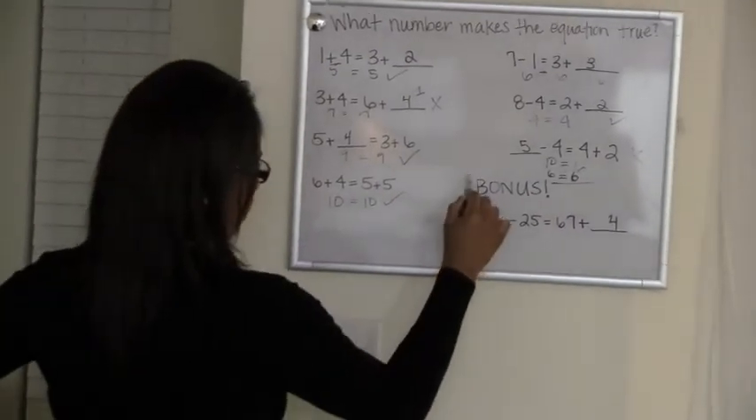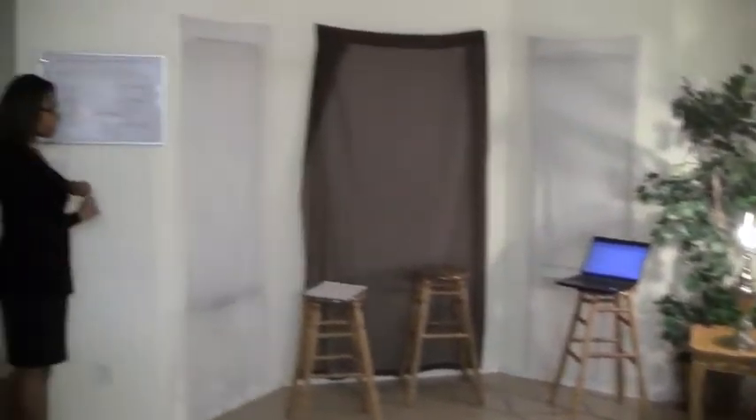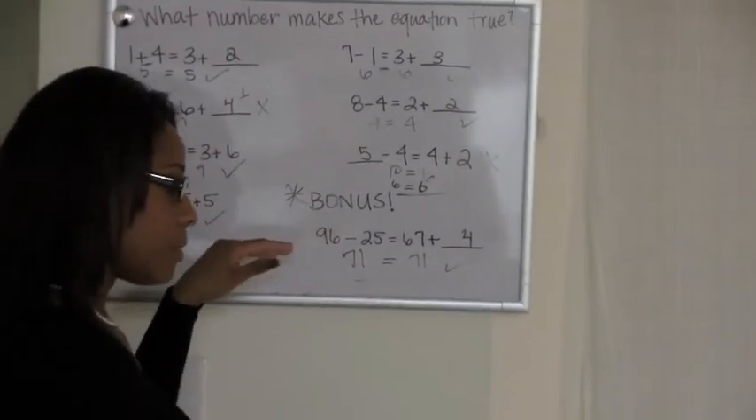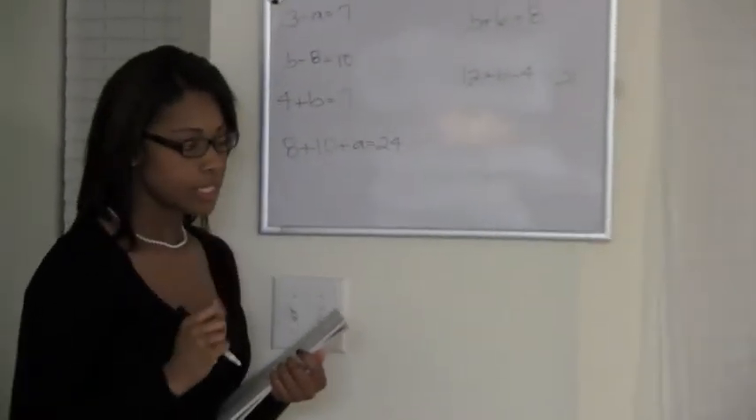Now for the bonus point, which is word 25. Instead of trying to figure out the blank, we're going to have a letter there. And at the end of the equation, the letter will represent the number that will be used to balance out the equation. Okay, now we're going to go into our lesson of the day.